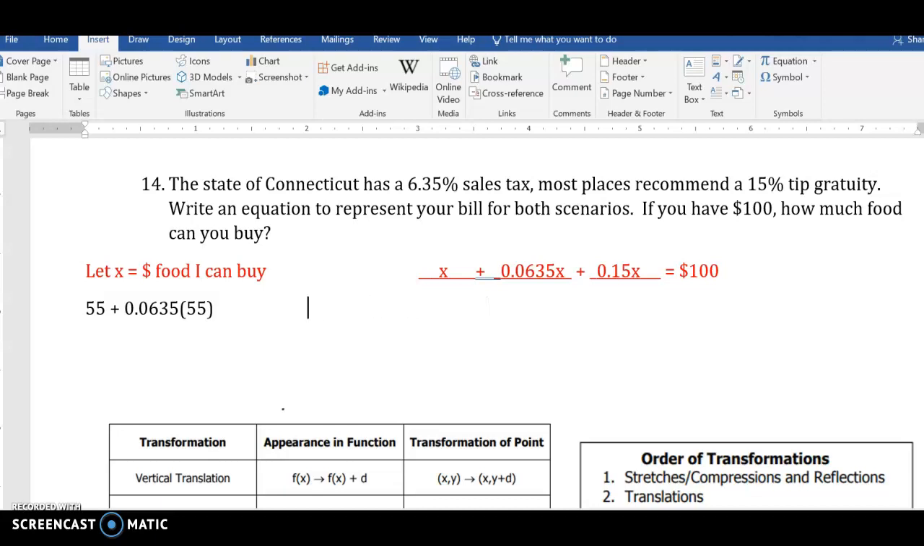So I hope this helped in setting up the equation. From there, I think the rest is on the study guide, that you solve, because I have to add that up. So it's 1x, so I get 1.2135x equals 100. And then I divide both sides by that 1.2135.